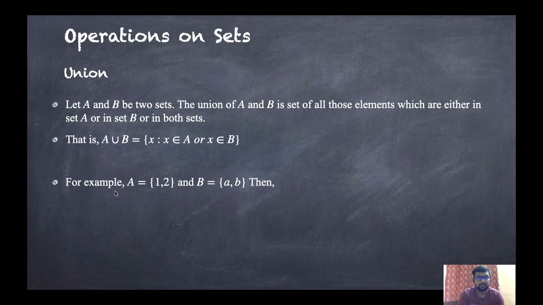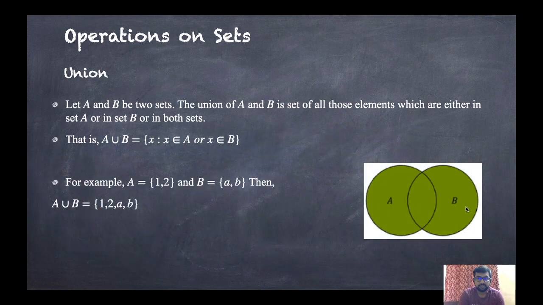For example, {1, 2} and {a, b}, then what will be the union? It's simple, it will be {1, 2, a, b}. See, this is the rectangle, this is the universal set, this is set A, this is set B, and this green portion, that is A union B.